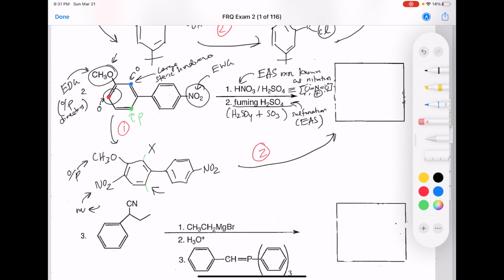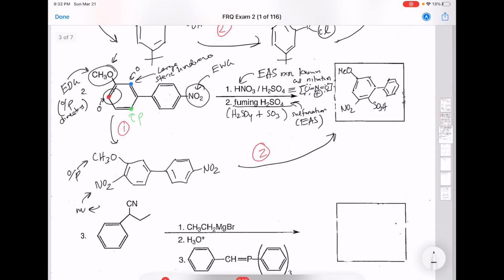But if you have a reaction where, say, the meta director leads you to one site, but the ortho-para director takes you to another site, always make sure to prioritize what the ortho-para director says, because the ortho-para director takes precedence in an EAS reaction. So with that settled, we can now write the final product, and this would be our final answer for question 2.